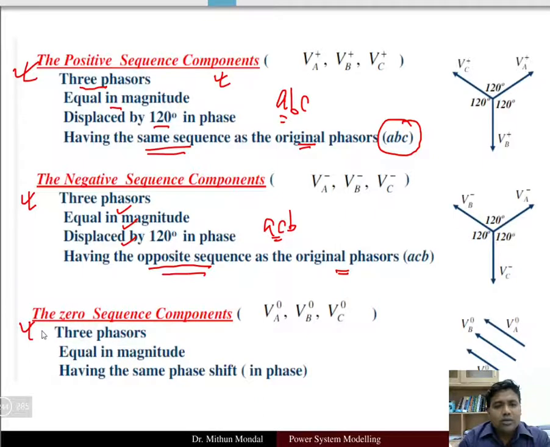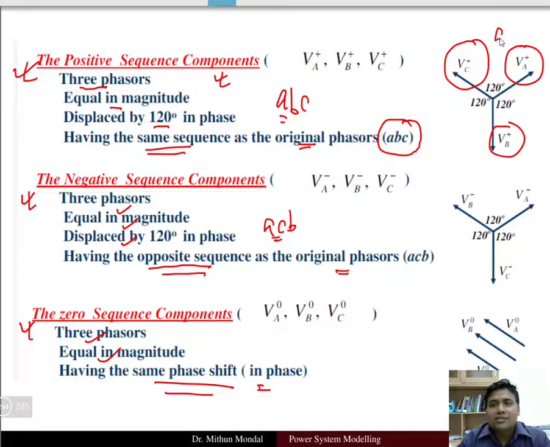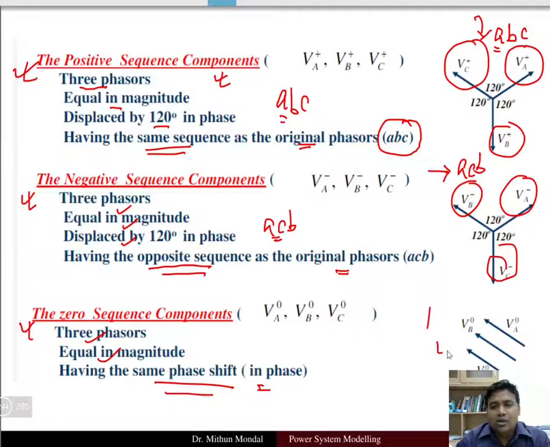The zero sequence component again has three phasors equal in magnitude and with the same phase. Here we can see the three phases VA, VB and VC, which have a phase sequence of ABC, same as the unbalanced system. Here we have A, B and C, and here you have a phase sequence of ACB. So the negative phase sequence is ACB, the positive phase sequence is ABC, and the zero sequence has the same phase.